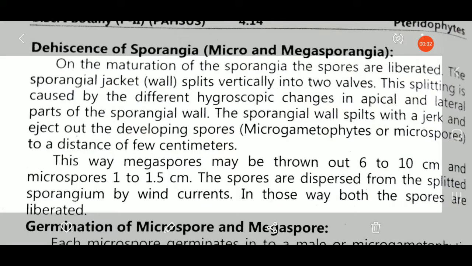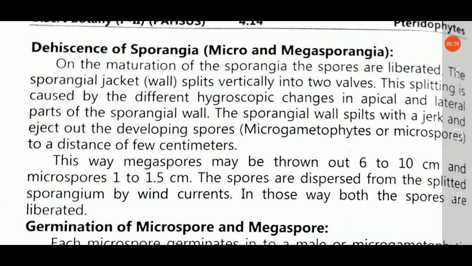In the previous lecture we discussed the structure of the microsporangia and microspores, and the structure of the megasporangia and megaspores. We know how they form inside the microsporangia and megasporangia. When they start to germinate inside the sporangium and mature, they dehisce from the microsporangia and megasporangia. Now we will see in this lecture how they dehisce.